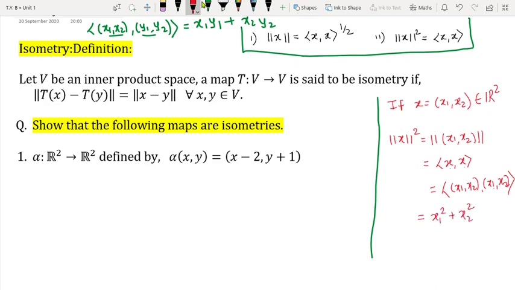Now note, this will be the case if you are having a point of R2. What about for a point in R3? So if x is, suppose, (x1, x2, x3) belonging to R3, what will be my norm of x square? Norm of x square, or you can simply say it is norm of what now?